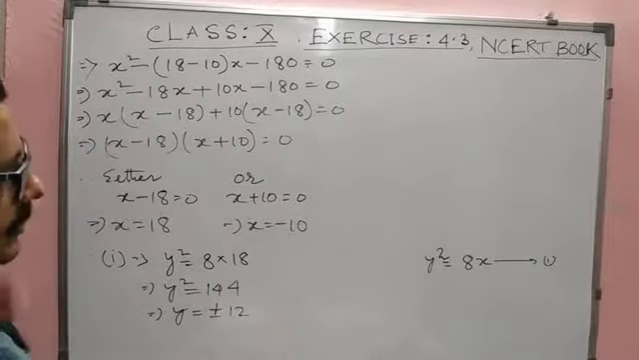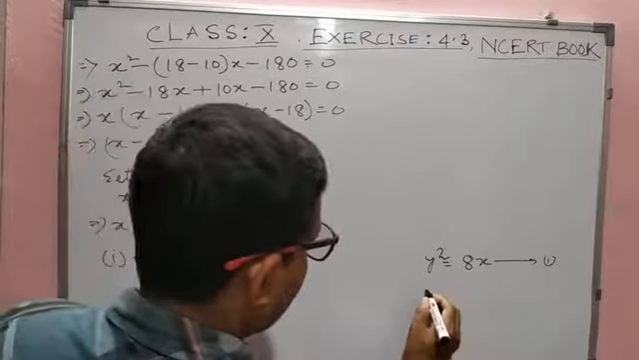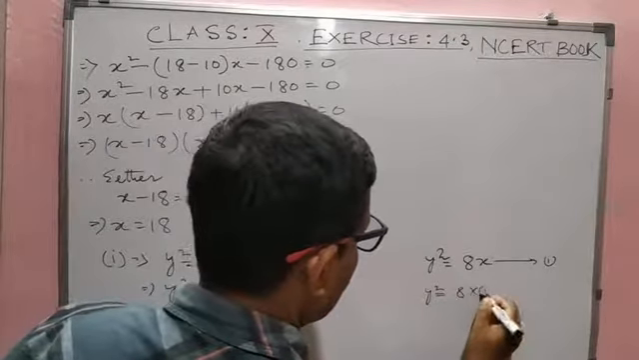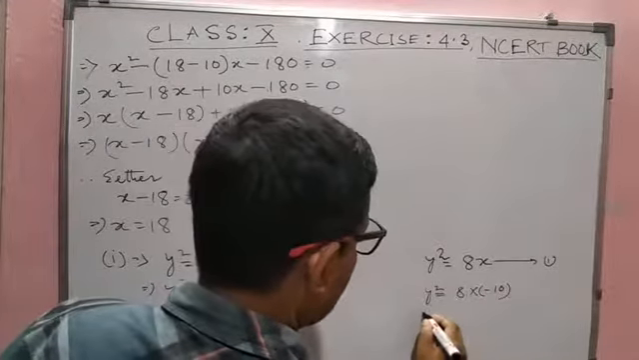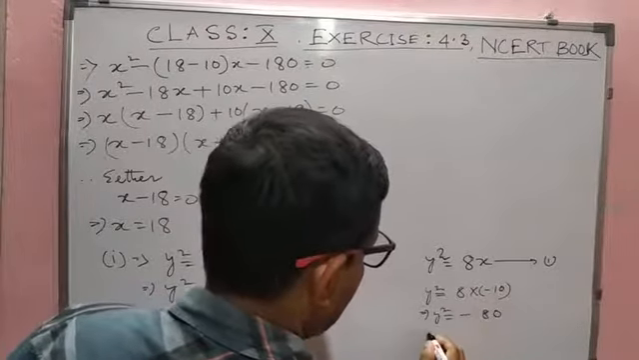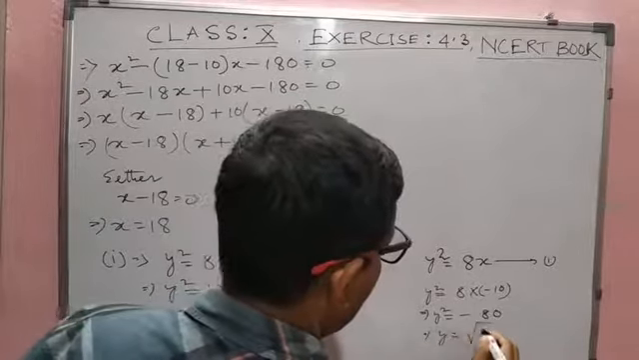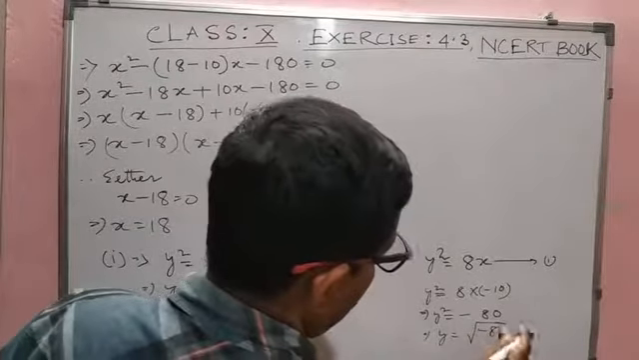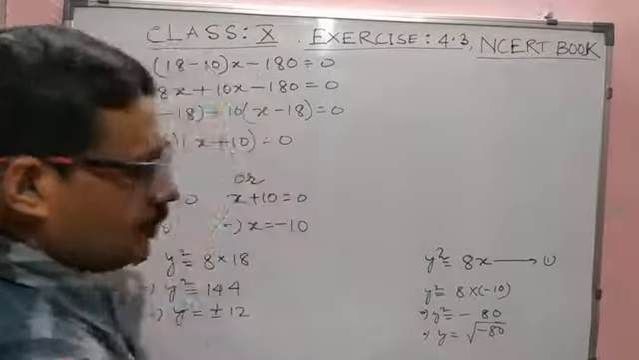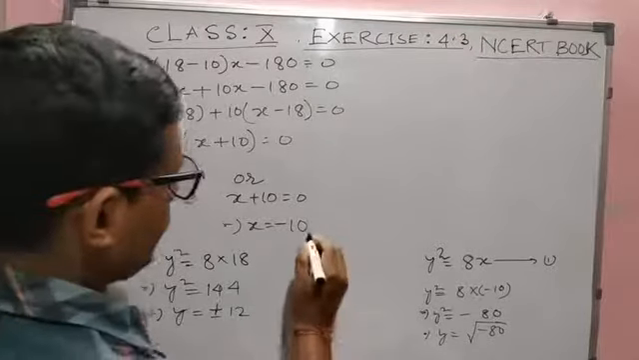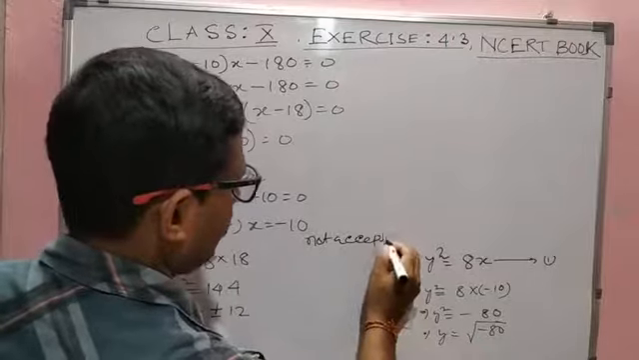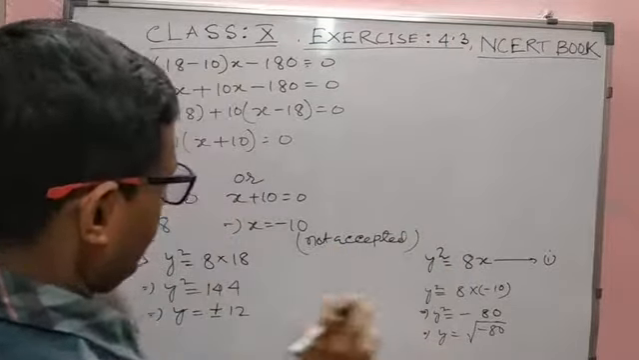Now let us check what will happen for x equals minus 10. y square equals 8 into minus 10, so y square equals minus 80 and y equals root over minus 80. We know that we cannot find the square root of a negative number at 10th standard. It will be imaginary, so we reject this. This is not accepted.